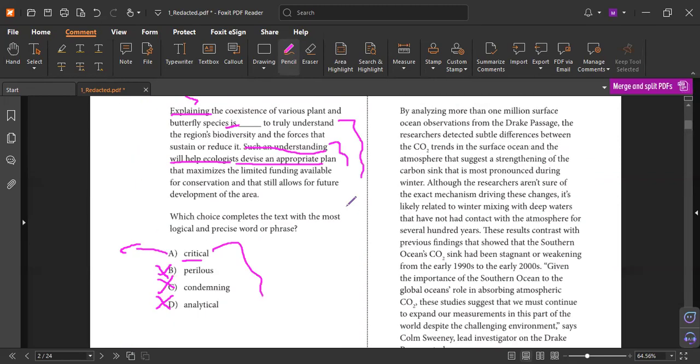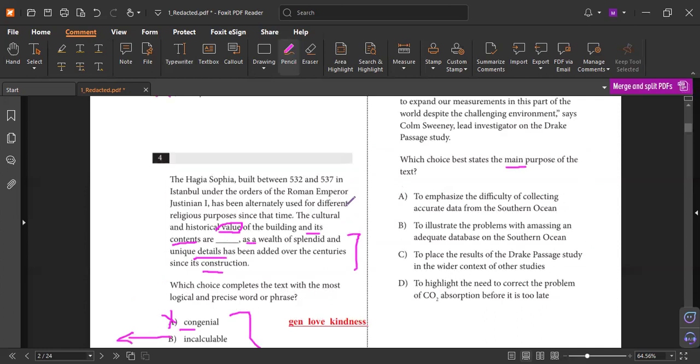Now, what is your answer? I think it's C. And C is the best answer, right? Now we need to find something. Why not A?